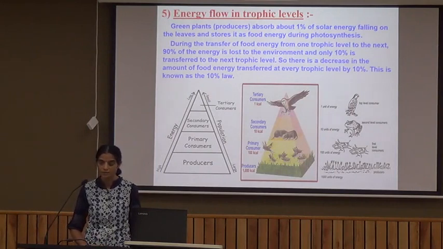Green plants, that is the producers, absorb about 1% of solar energy falling on the leaves and store it as food energy during photosynthesis. During the transfer of food energy from one trophic level to the next, 90% of the energy is lost to the environment and only 10% is transferred to the next trophic level. So the food energy transferred decreases by 10% at every trophic level. This law is called the 10% law of energy.